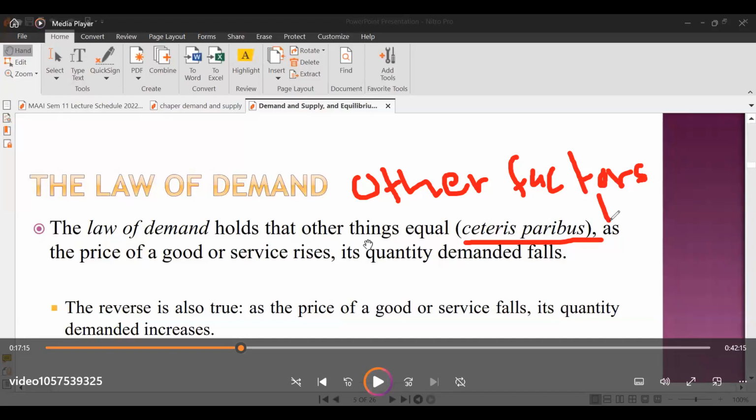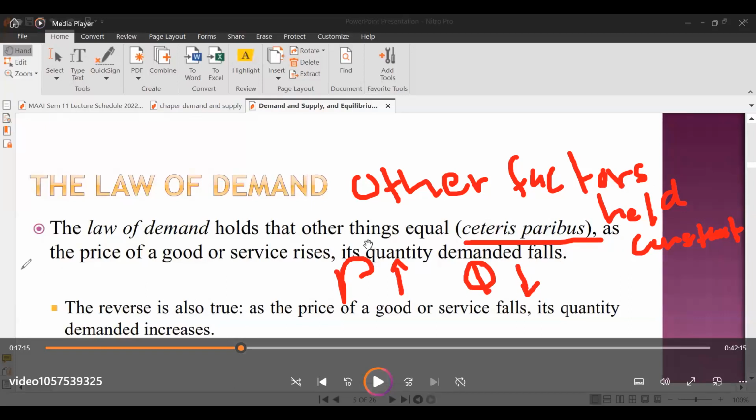When other things or other factors are held constant, at that time, the relationship between the price and the quantity is a reverse relationship. That means when price increases, quantity decreases. The reverse means negative.